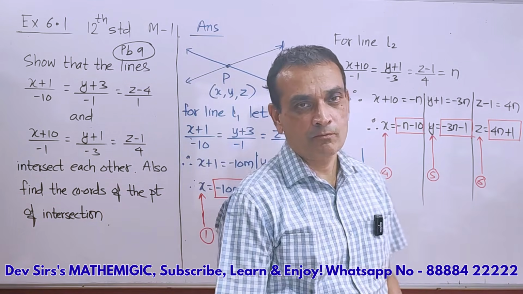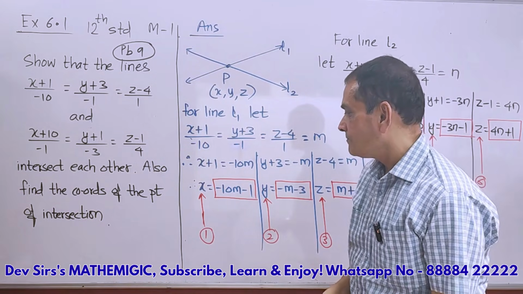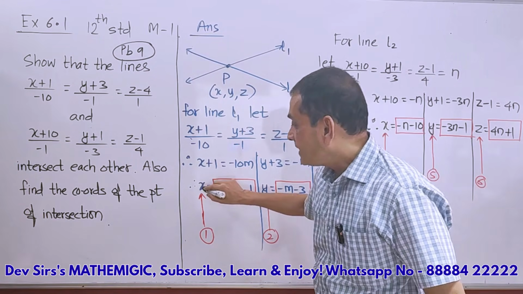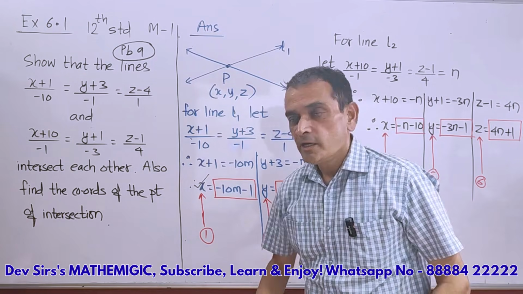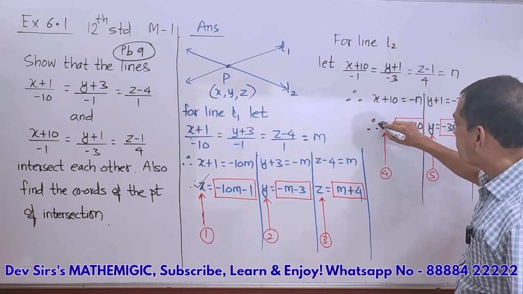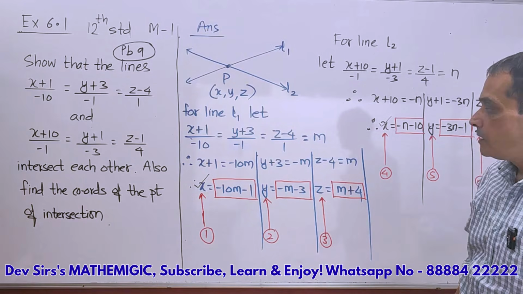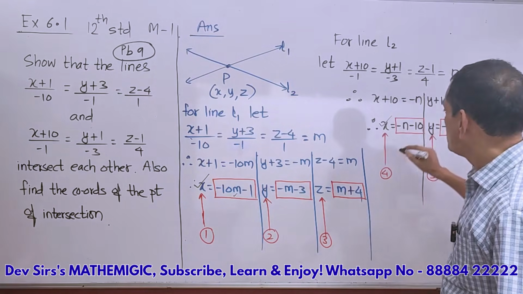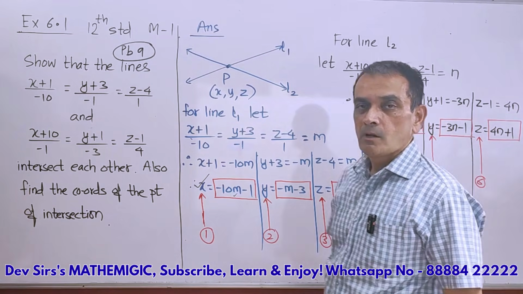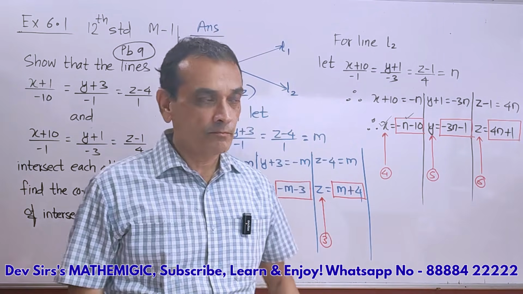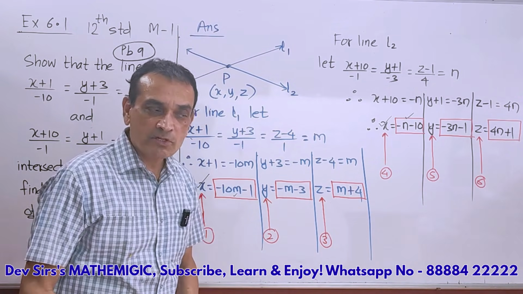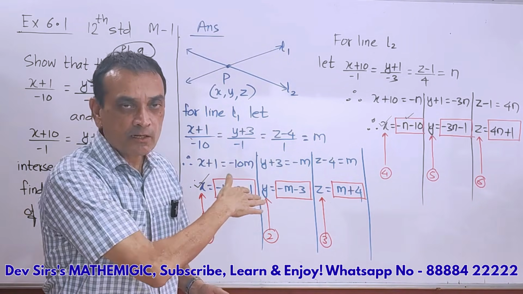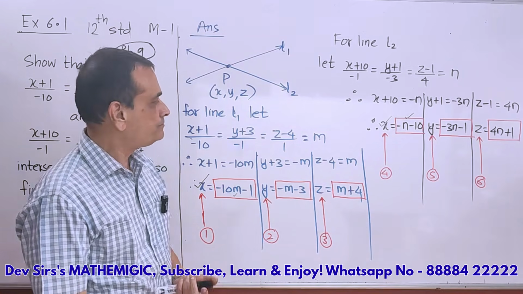How do you form the equations now? Very simple. X, Y, Z is the common point of intersection. So if I take X from equation 1 and X from equation 4, LHS equal to LHS, therefore this RHS equals this RHS. That is how I get the first equation. So let us start forming the equations. The problem is not finished; the basic setup is done. Let us finish it off now.